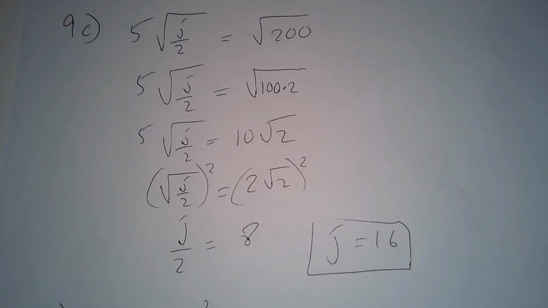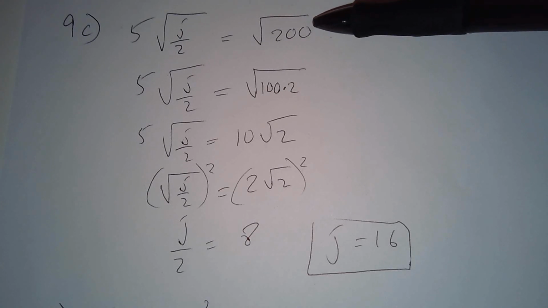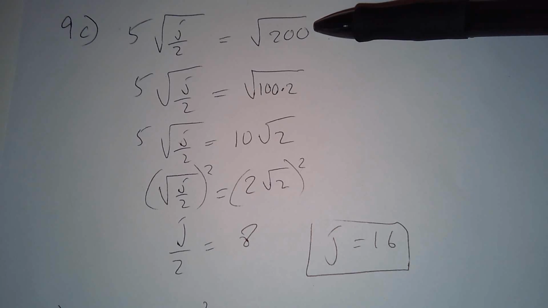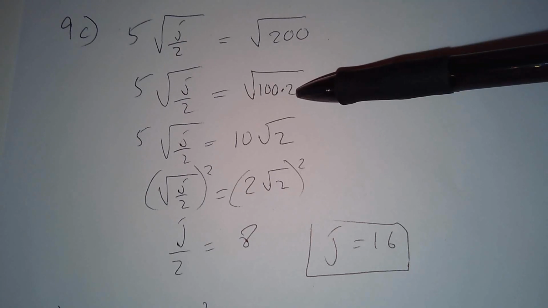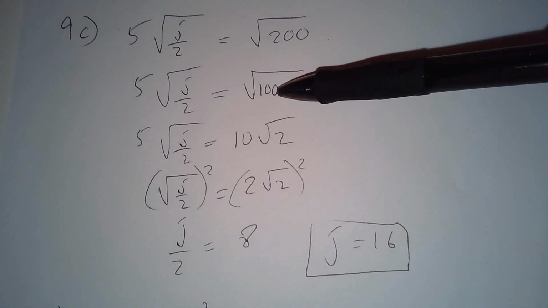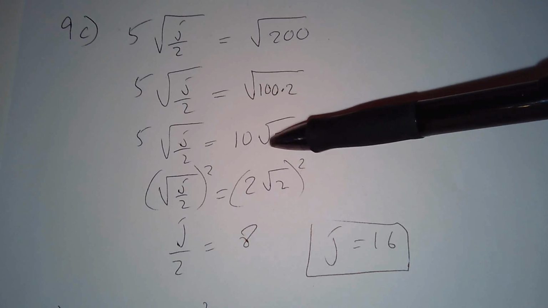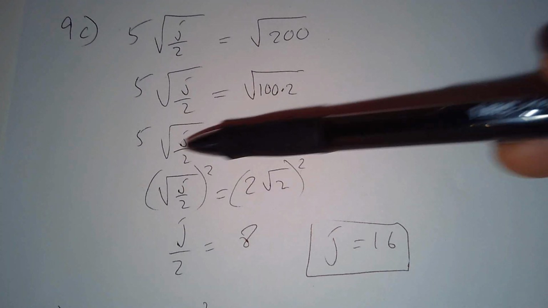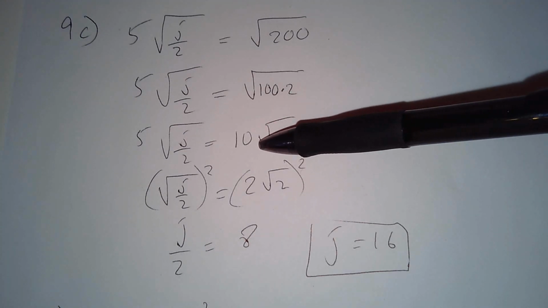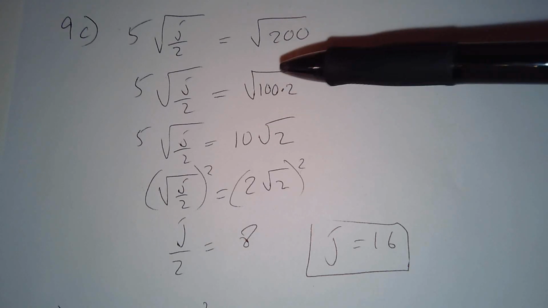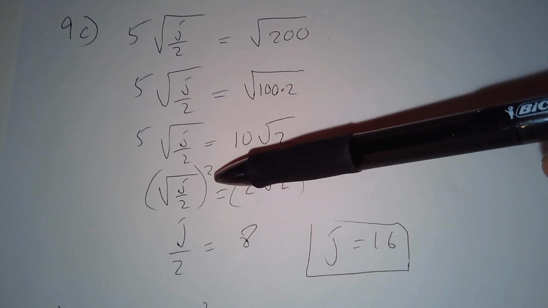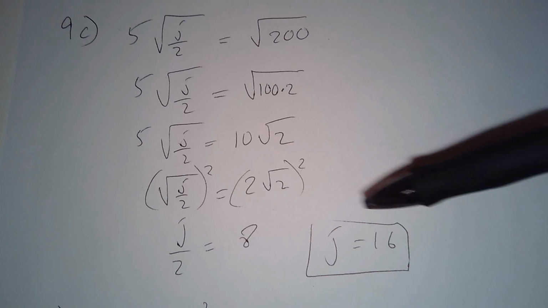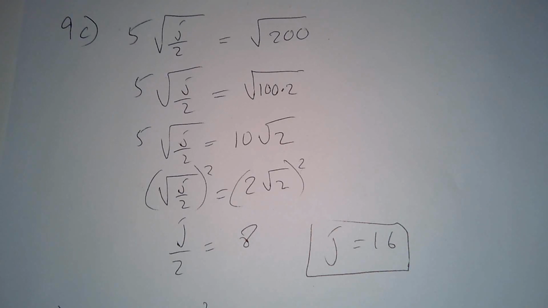Okay, 9c. So this one, what you can do first is simplify this root 200, so that's 100 times 2. The 100 is a perfect square, so that gives you 10 root 2. And then there's a 5 there and a 10 there, so you can just make this a 2, divide both sides by 5. And so square it, so you get j over 2 equals 8. So j is going to equal 16.